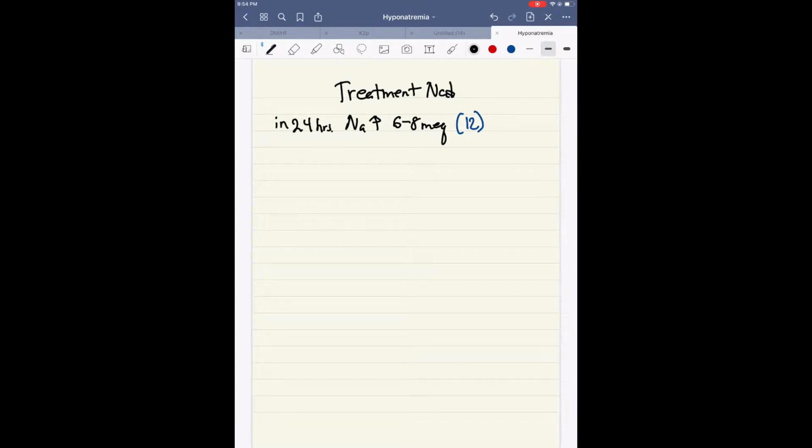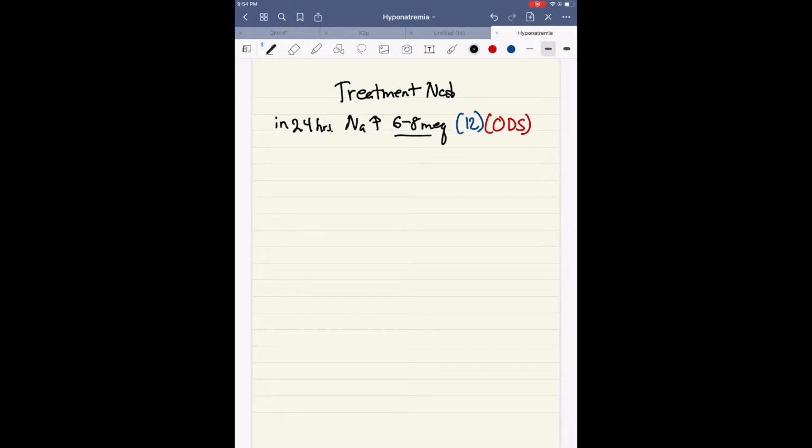Why are we so scared of that 12? That's because of osmotic demyelination syndrome. We want to avoid this as much as possible. A lot of times, if you overcorrect 15 or 16 in 24 hours, you can cause this. You may not be symptomatic within the first hour or two. Sometimes you develop symptoms after a week or two. So that's why we aim for 6 to 8 in 24 hours.